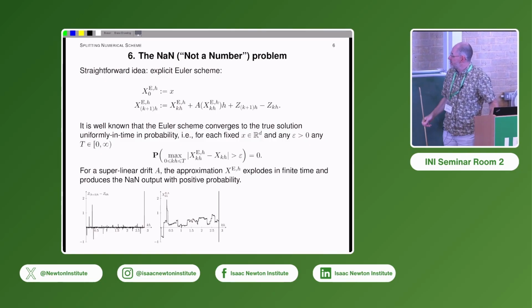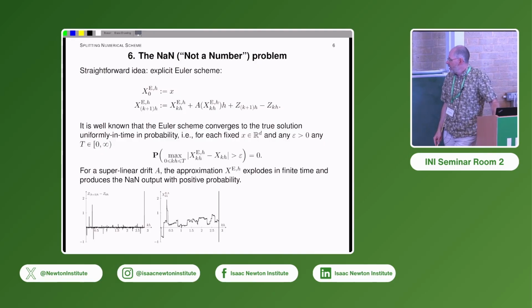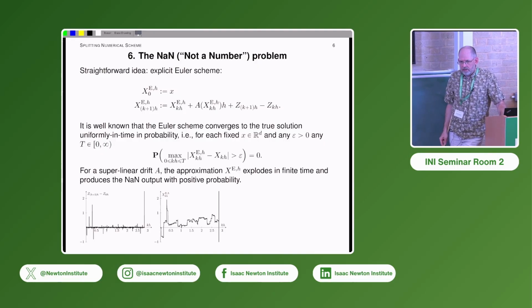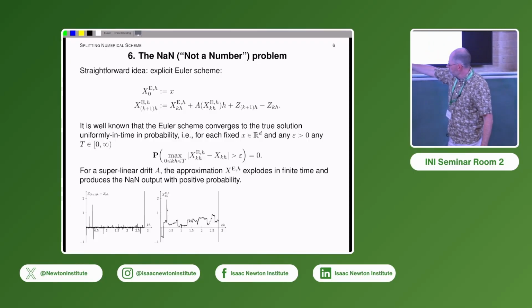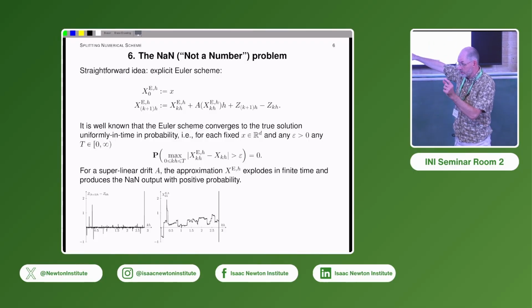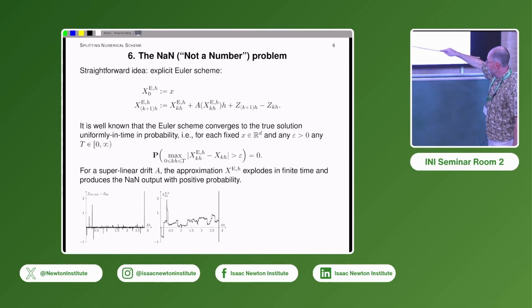So this is the theory. What happens if you do this practically? And practically, we know that the solution blows up. It explodes. And you see it immediately if you run the code. So this is a typical noise. And you see here the noise increments, and you have large values. And this is a solution.